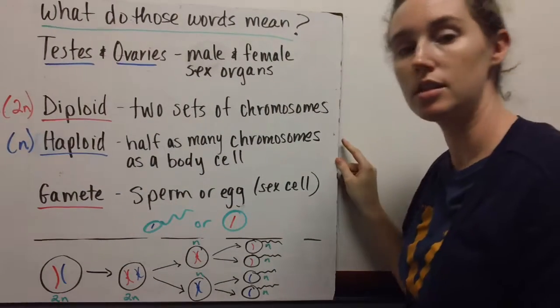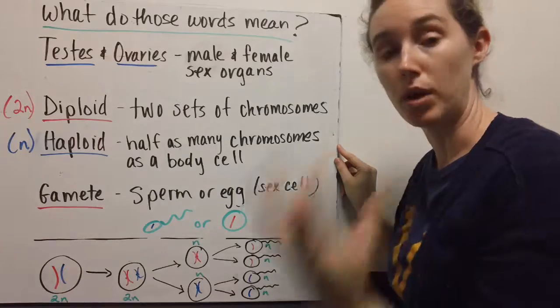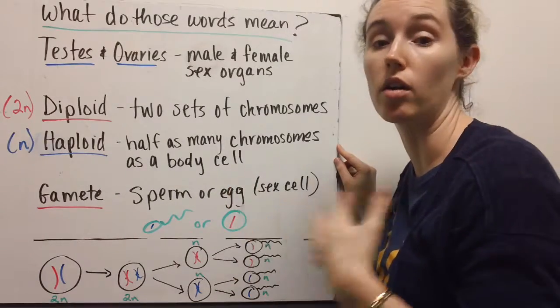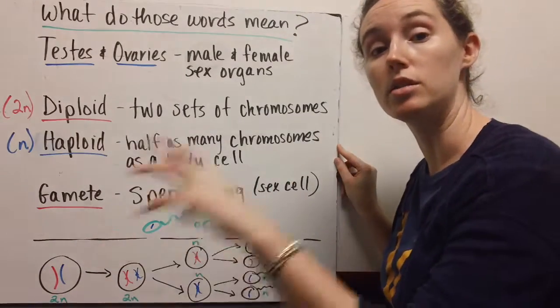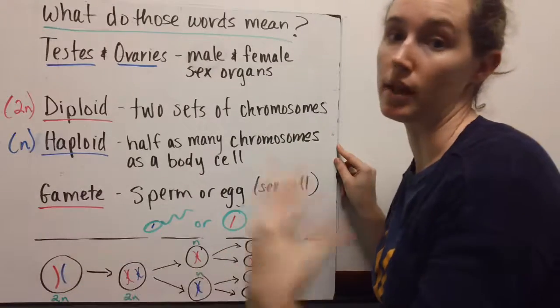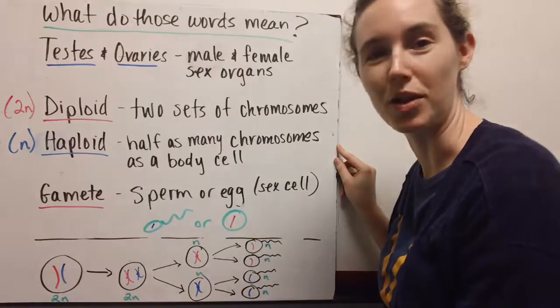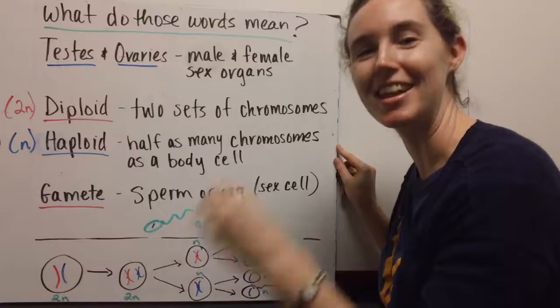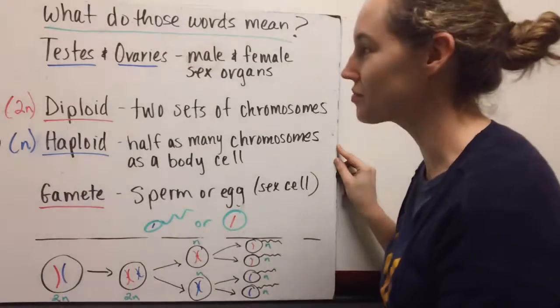So, the testes and the ovaries are the parts of the body that are the sex organs. So males have testes and females have sperm. I'm so sorry. Males have testes and females have ovaries.